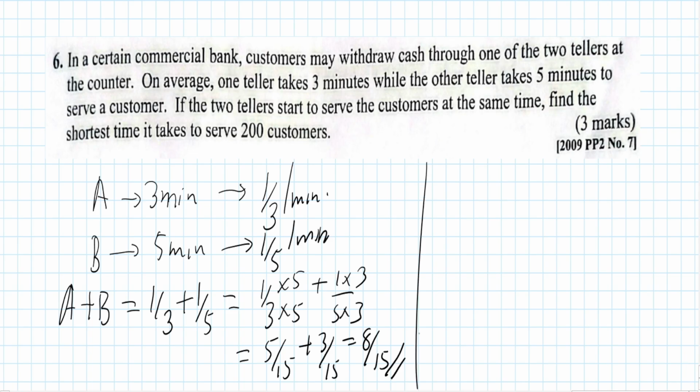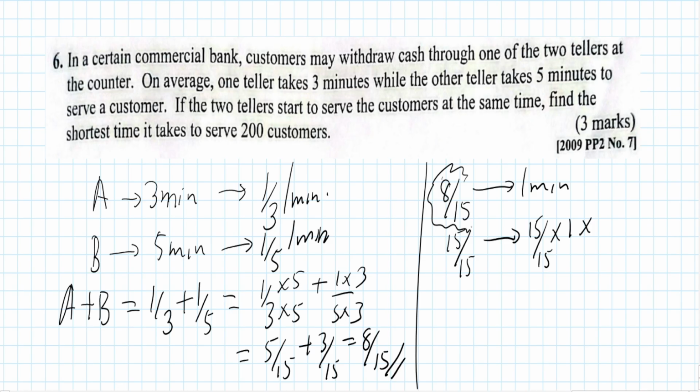That's the first thing. Now the second thing, once you get that one, obviously we know that 8/15 normally takes 1 minute. So how about the 15/15 in total? How many minutes is it going to take? 15/15 times 1 times the reciprocal of 8/15, which is 15/8. So this and this cancel out, 15/8.